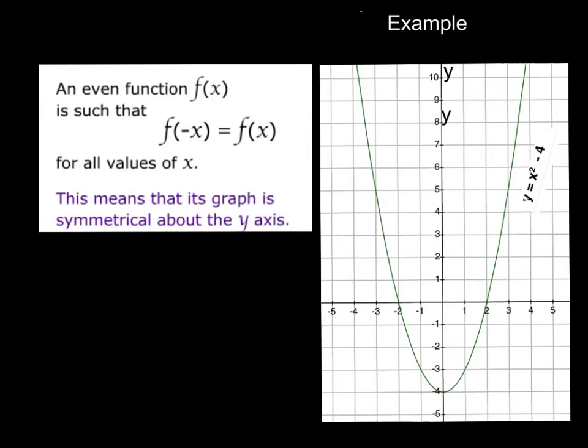Other examples of even functions are curves of the second degree. For example, we have y equals x squared. Another example would be y equals minus x squared, or y equals, say, 1 over x squared. So curves of this family are said to be even.